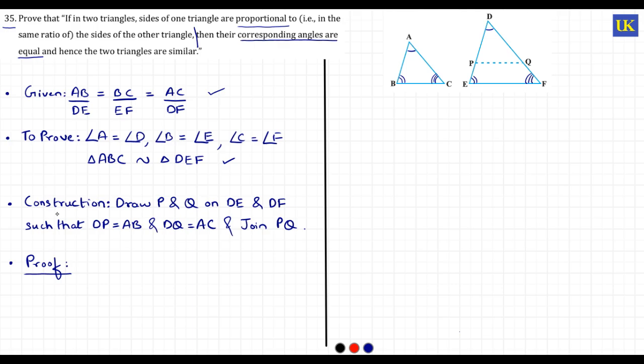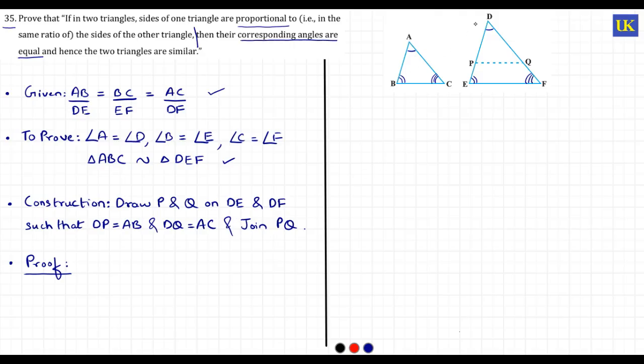Then we will do some small construction, because we need to follow these steps. We have to first write the statement, then what is given, what we have to prove, and then if we are doing some kind of construction, we have to write that construction, then go to the proof part. So the small construction we'll be doing here is we will take two points P and Q, on side DE and on side DF, in such a way that DP is equal to AB and DQ is equal to AC.